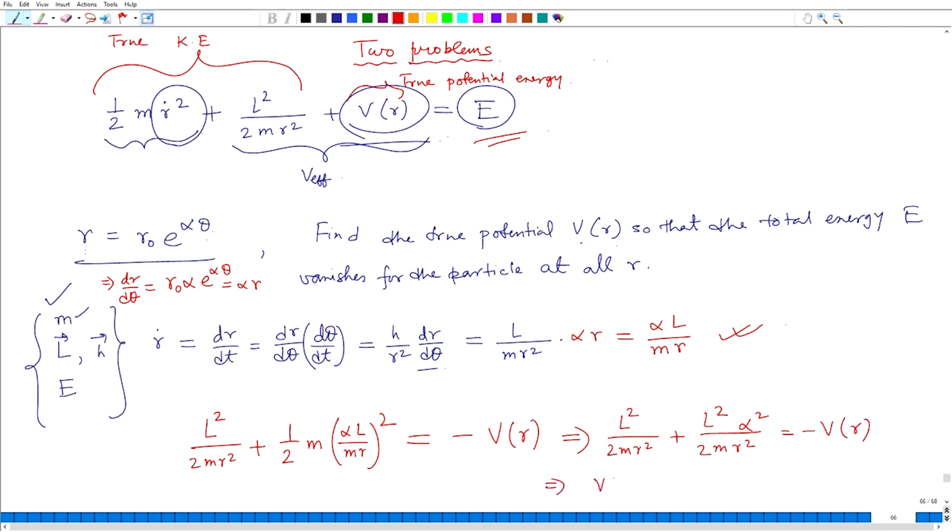So, your V of r will be minus L square times 1 plus alpha square, divided by 2 m r square. Of course, you see here everything is positive and it is preceded by a negative sign, so this will be negative, and that is your answer. So, you have the V as a function of r, in which L square, alpha square, and m are all constants of motion.